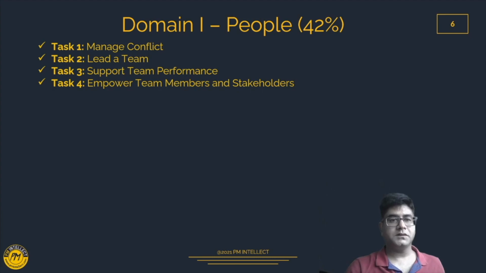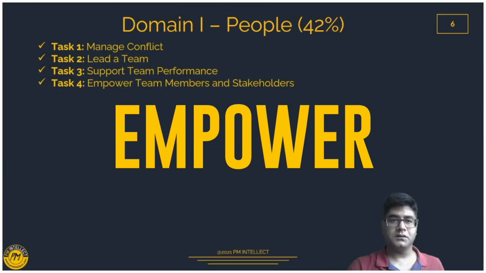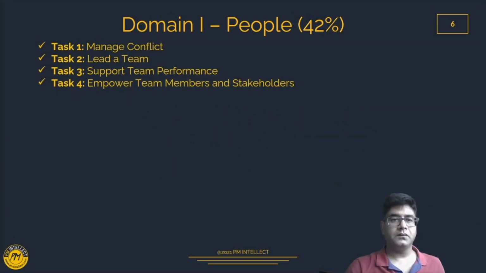The fourth task is empower team members and stakeholders, starting with finding out what competency and capabilities the team members and stakeholders have. Second is to give them tasks as per their competency and capabilities. The third is to support them in terms of the deliverables. And the fourth is to give them the responsibility and accountability for the activities they are working on.